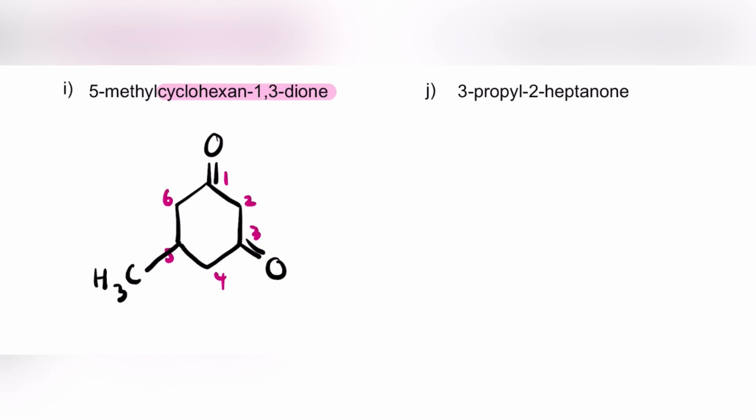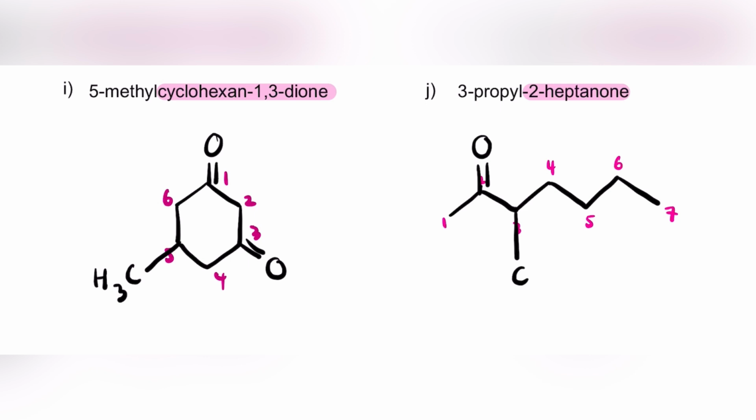And last structure, you got the parent is 2-heptanone. Hepta means 7 carbon atoms. So draw 7 carbon atoms. Give the numbering. And then at the second carbon, you got double bond O. So this is our ketone, 2-heptanone. And then at the third carbon you have propyl. So propyl means that you got alkyl group with 3 carbon atoms. So I'm going to start CH2, CH2, put a stop, end it with CH3. So you got structure J.